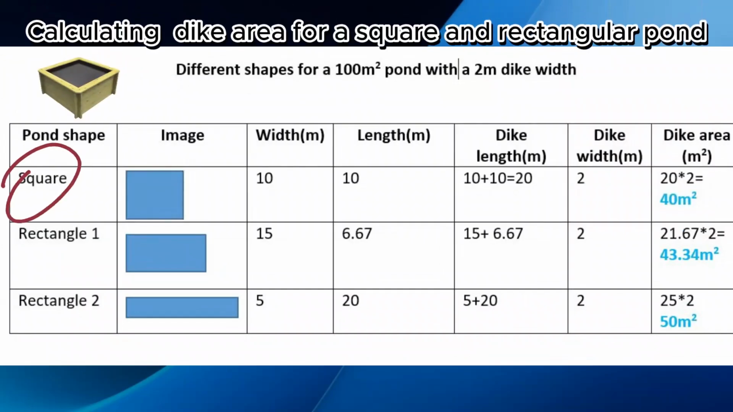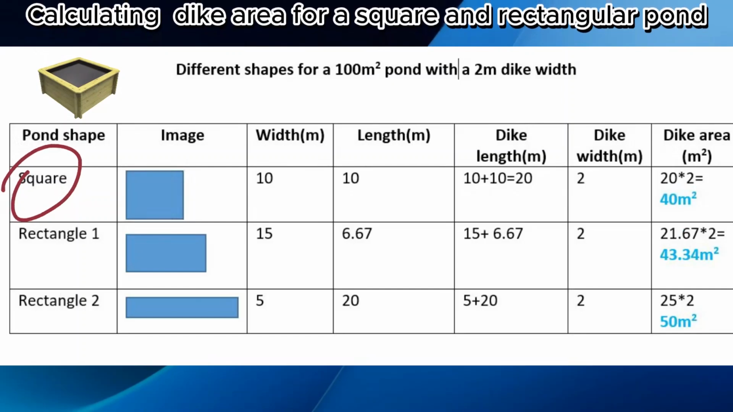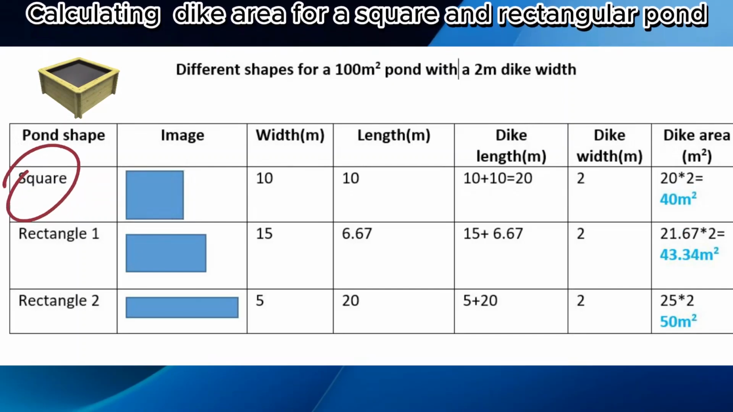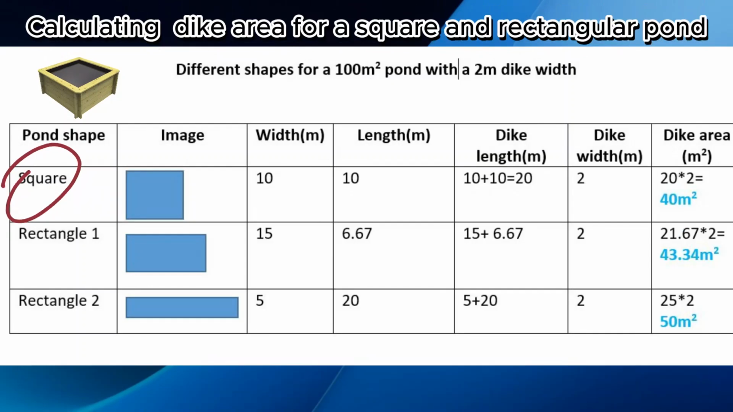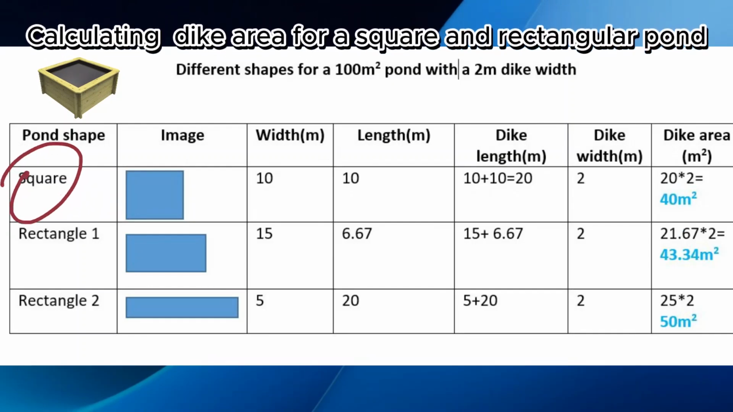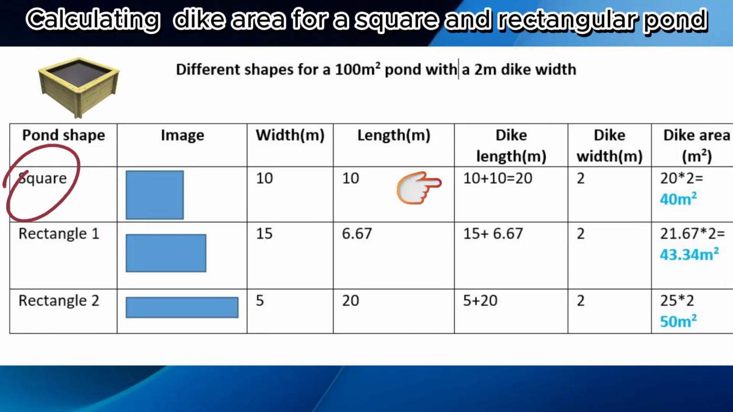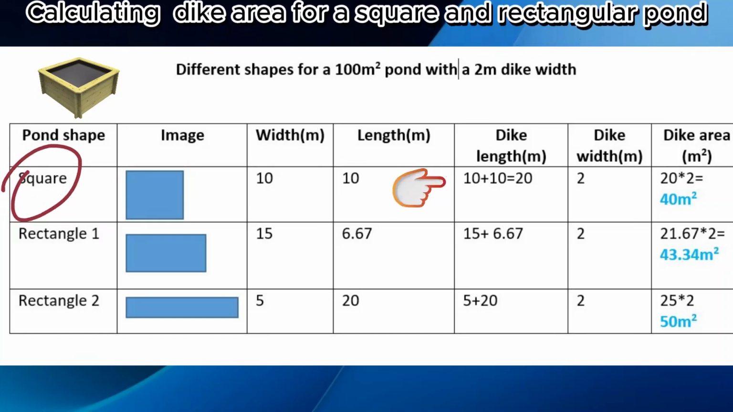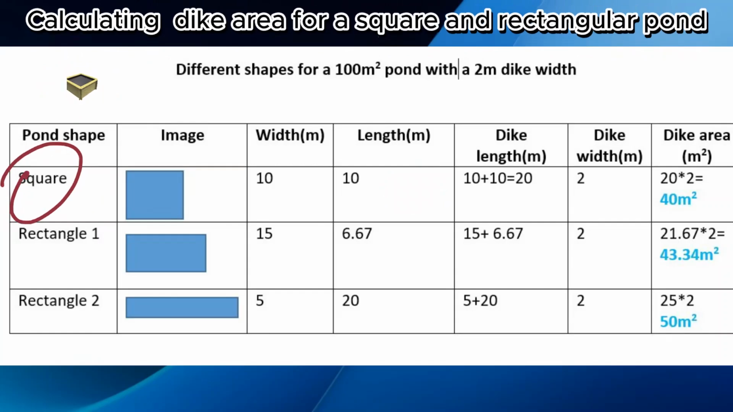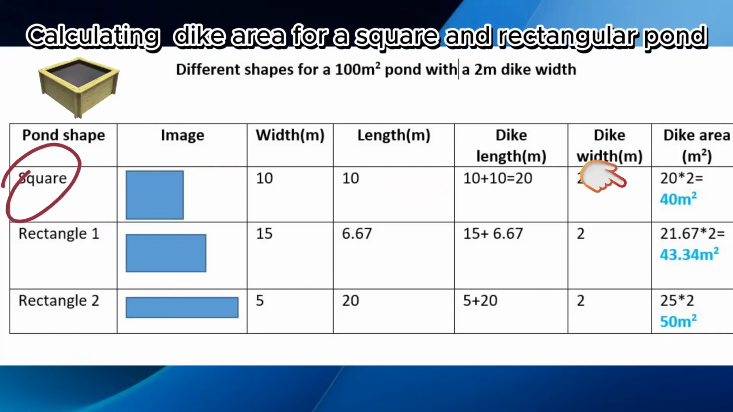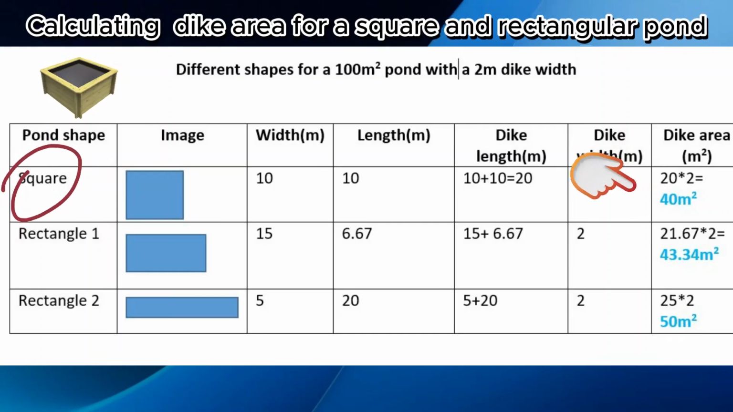For the dike area of a square pond, the area of the square dike will be the perimeter of the dike times the width of the dike, which implies length plus width times the width of the dike. This gives 10 meters plus 10 meters times 2 meters. Thus, the area of its dike equals 20 times 2, which equals 40 square meters.